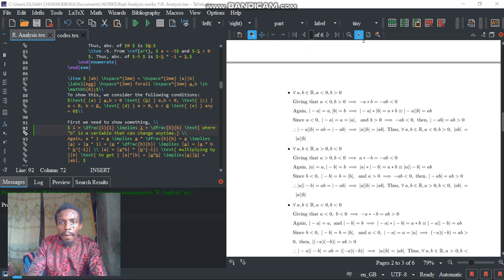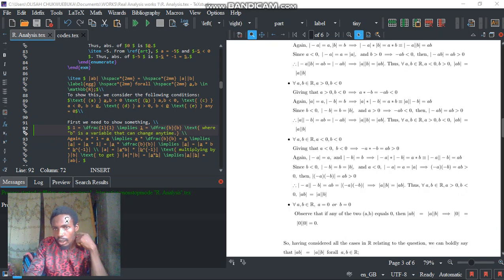That implies that absolute value of A, absolute value of B is equal to absolute value of AB. Thus, since we have considered this case, we see that even if A is a negative number, even if A is less than 0 and B is greater than 0, it still satisfies the condition given in the question. So we can say thus, for all A, B in R, when A is less than 0 and B is greater than 0, the absolute value of AB equals the absolute value of A, absolute value of B.